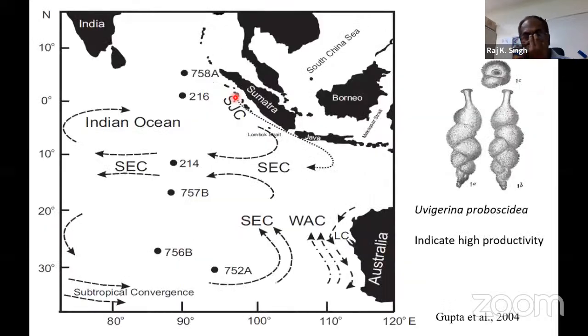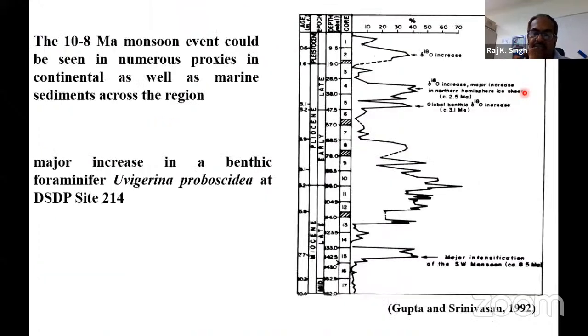We have studied a number of sites in the Indian Ocean, and we tried to understand these productivity changes with Globigerina bulloides. Gupta and Srinivasan also studied this prior to us, and in 1992 they suggested major intensification around 7 to 8 million years ago on the basis of the abundance of this species, which is a higher productivity species. Generally, the stronger the monsoon, the higher the productivity in this part, and this species will be more in number.